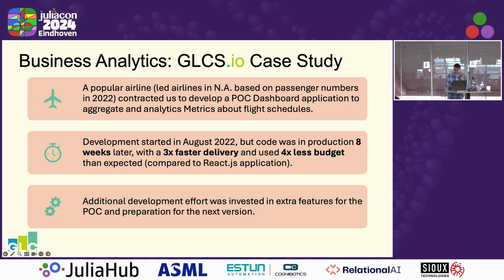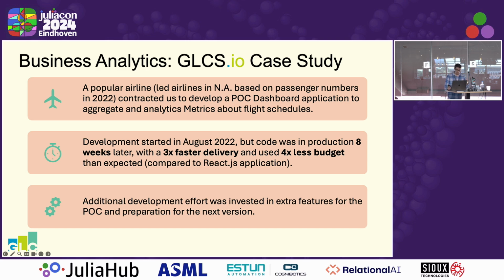So just to give your appetite a little bit more to chew on, this is another business analytics case study, specifically from 2022. There's a popular airline in the US, and they contracted us to make a dashboard application to aggregate and do some analytics on some flight schedule data. We started development, and it took just 8 weeks to get to a place where we were in production, which was great because it was 3 times faster than they were expecting us to be done. And this is because Julia is fast to develop in.